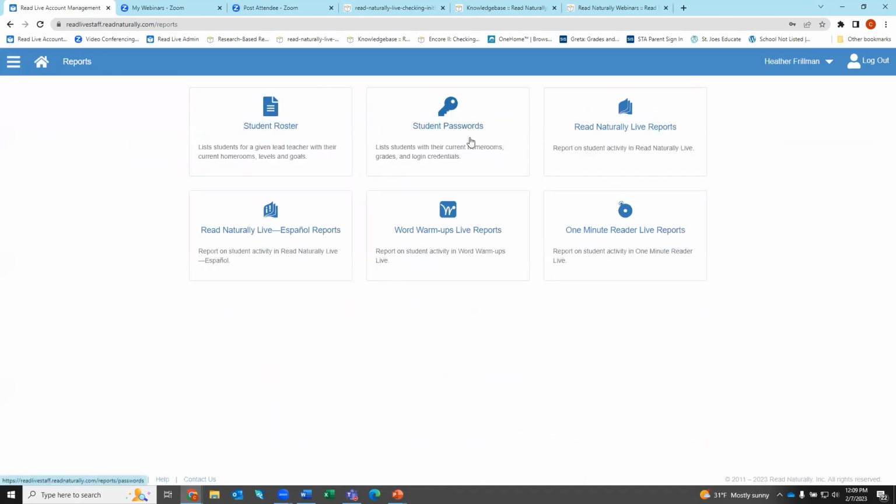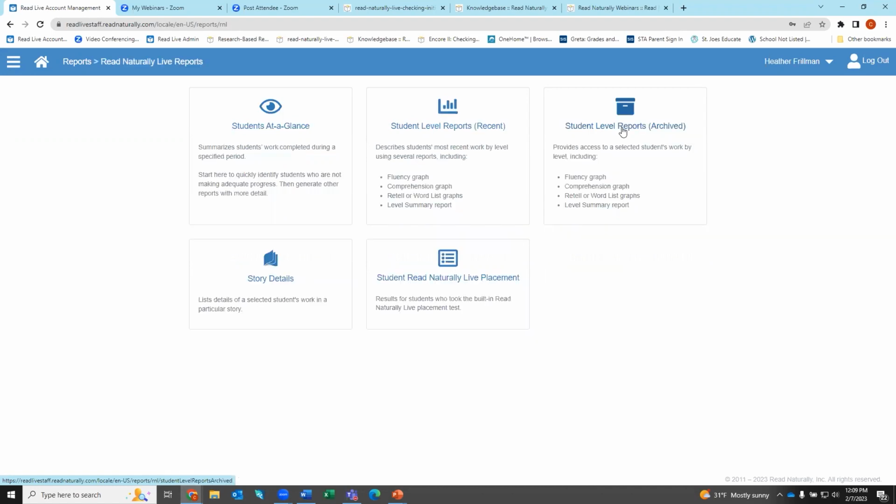The first couple boxes on that screen are administrative reports, information about rosters and passwords and that sort of thing. So the third one over is Read Naturally Live reports. That's what we're talking about today. That's what we're going to utilize. This Students at a Glance report is the very first one there.